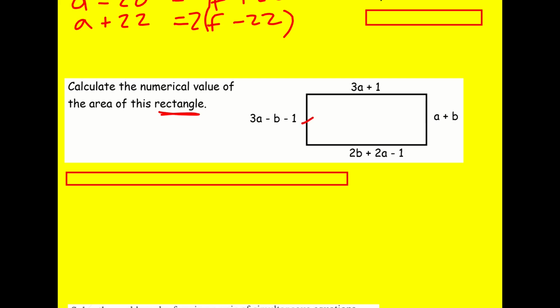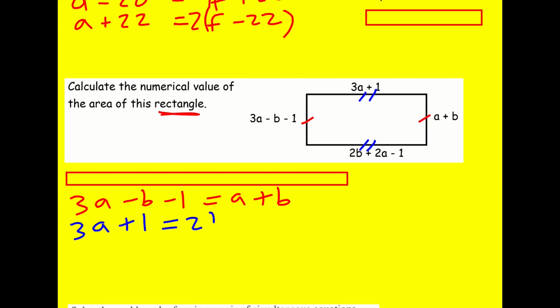I know that this length is the same as this length. So I can straight away write down that 3a minus b minus 1 equals a plus b. And I've got an equation. Then I know that these two are also equal. I use 2 little dashes this time. I shouldn't use 1 dash because that would mean that they're also the same as these, which is not necessarily the case. But I can then write down that 3a plus 1 equals 2b plus 2a minus 1.